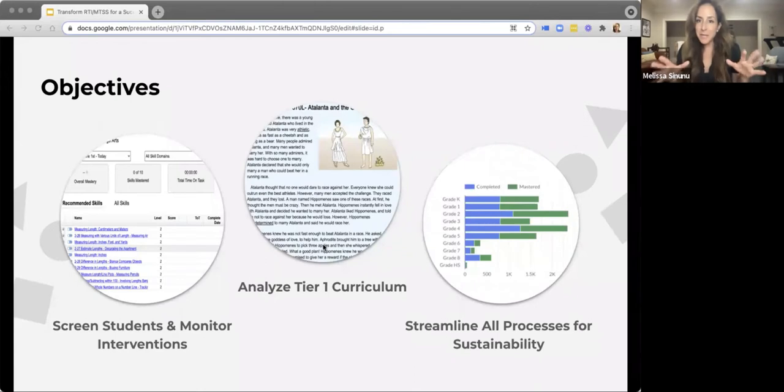Now, this might not be as much of a focus for the 21-22 school year. However, there are some nice ways to analyze screening data that will help inform any obvious weaknesses in the core curriculum. And then finally, a good RTI process is a streamlined RTI process.